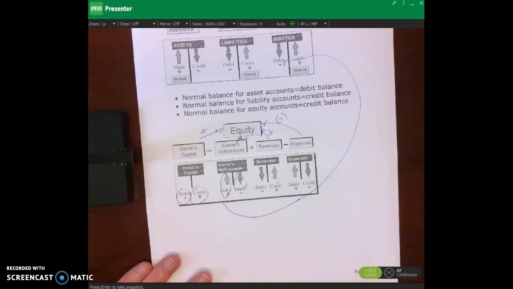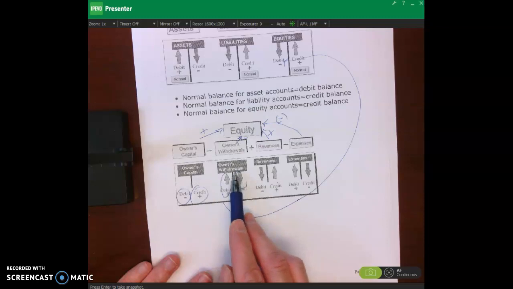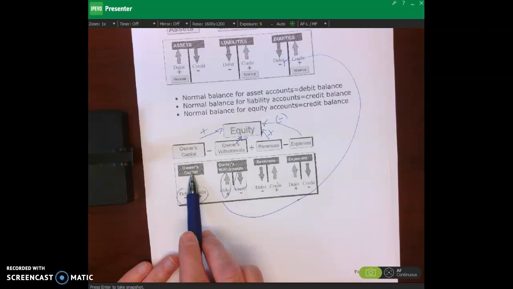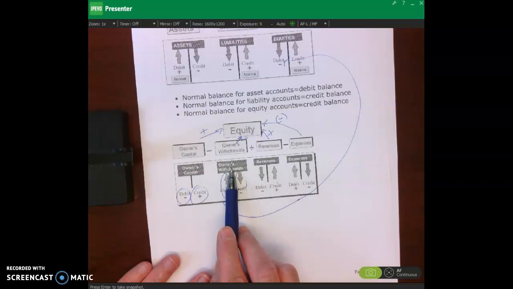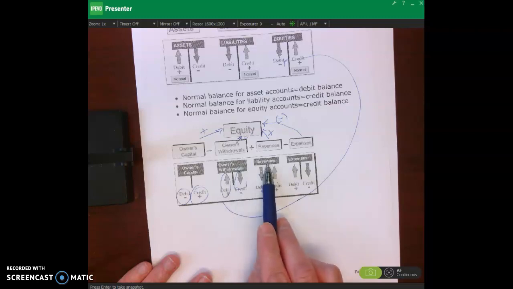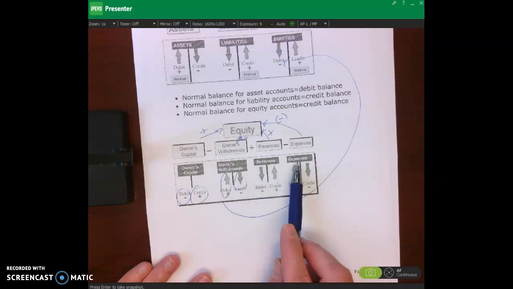So if we think about what's the normal balance for owner's capital, owner's withdrawals, revenues, and expenses, let's go ahead and define that too. For owner's capital, we should normally have a credit balance. For owner's withdrawals, it should normally be a debit balance. It would be odd to have a credit balance in owner's withdrawals. For revenues, we should normally have a credit balance. If we had a debit balance in revenues, that would be very strange. Expenses, the normal balance for rent expense or salaries expense, should be a debit.